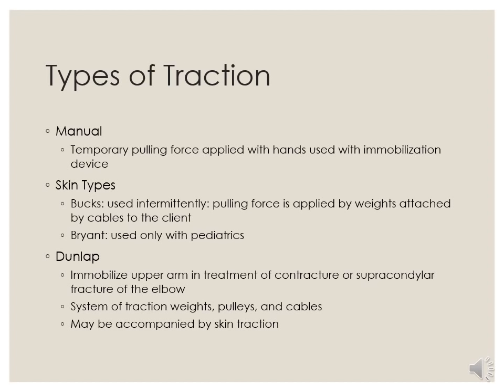So skin traction, as you can see, we talk a lot about Bucks traction. That'll be the one that you see most often. It can be used intermittently, and the pulling force is applied by weights attached by cables to usually a boot that goes around the patient's extremity. The weights that can be used with this are about 3 to 8 pounds. And if they're in pelvic traction, that's usually a little bit more, 10 to 20 pounds, depending on the weight of the patient.